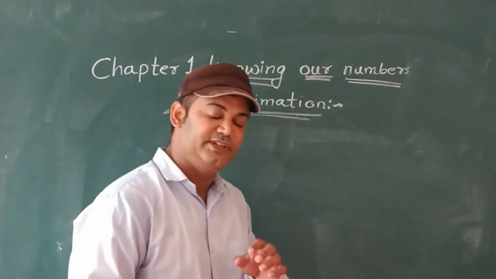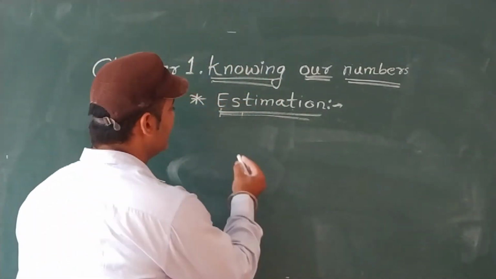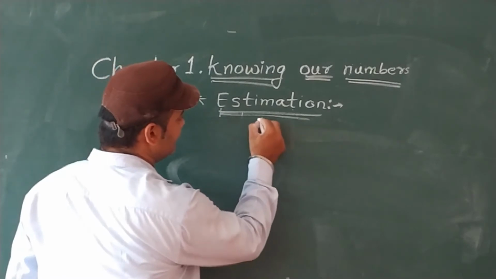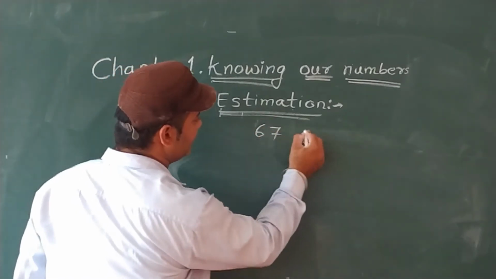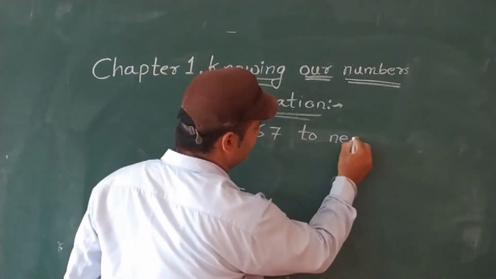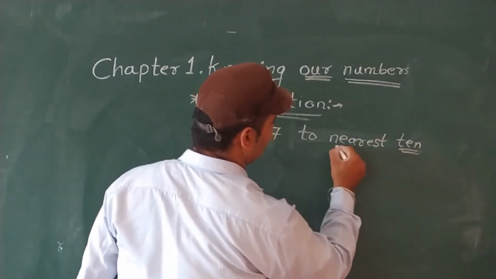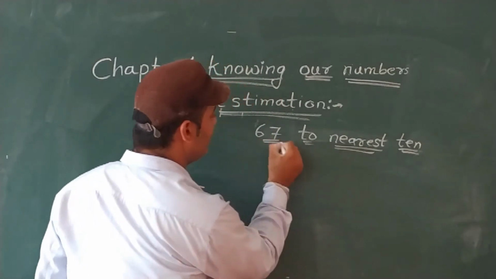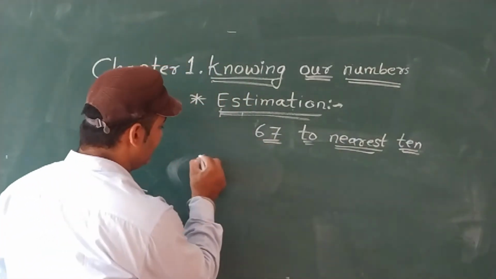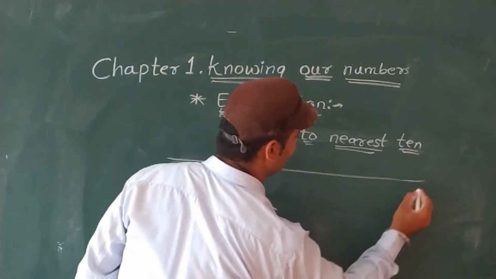In previous classes we have studied rounding off. Now let's see 67 to the nearest 10. Let's check the round off procedure first. So let's draw the number line first.